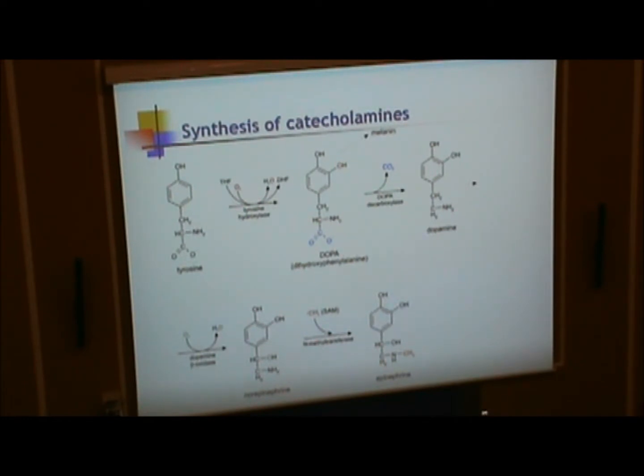A part of DOPA is metabolized, consumed in melanin formation. Melanin is a biological pigment which accumulates in skin, in eyes, in hair, in the central nervous system. It protects the body against the action of UV light, ultraviolet light.